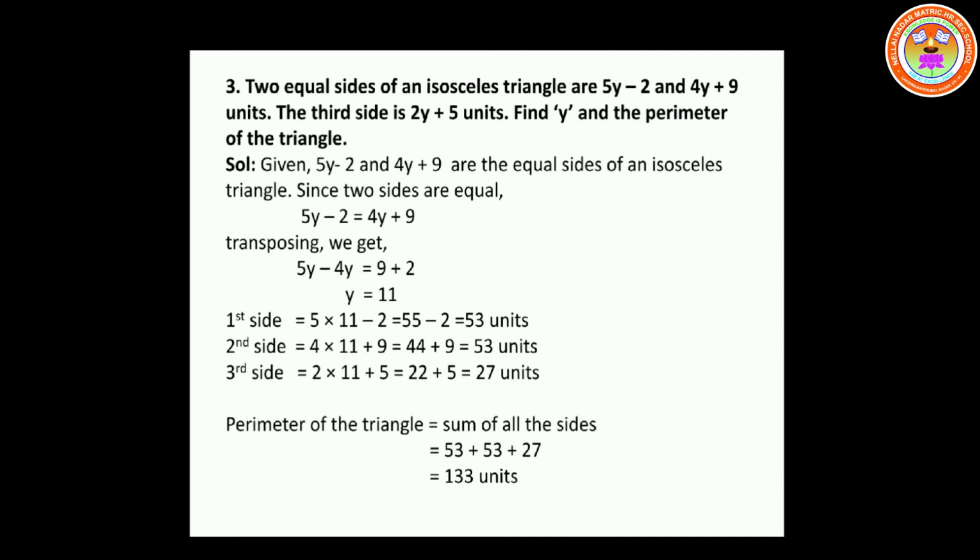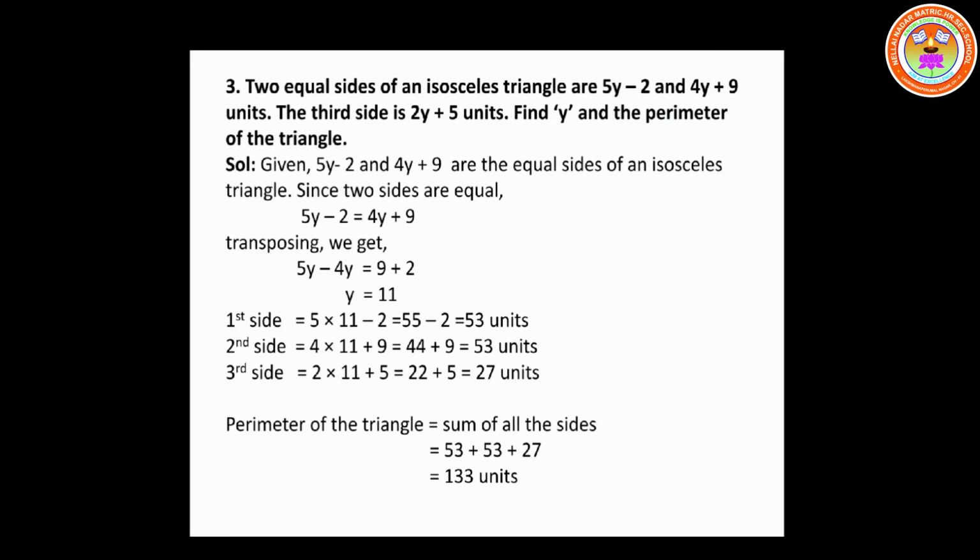Now let me find the sides: the first side, second side and third side. First side, first expression, that is 5y minus 2. In that 5y minus 2 I am going to substitute the value of y. So 5 into 11 minus 2, that is equal to 55 minus 2, which is 53 units. That is the first side. Second side, 4y plus 9. So 4 into 11 plus 9, 44 plus 9, that is equal to 53 units. So the first and second sides are equal because it is an isosceles triangle.